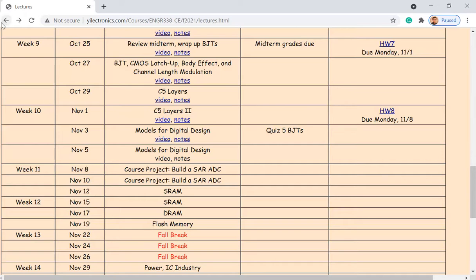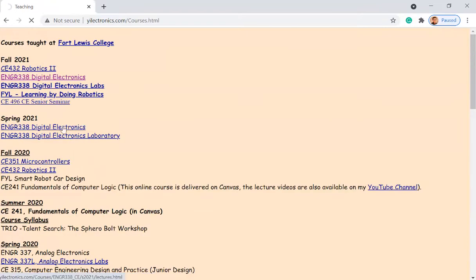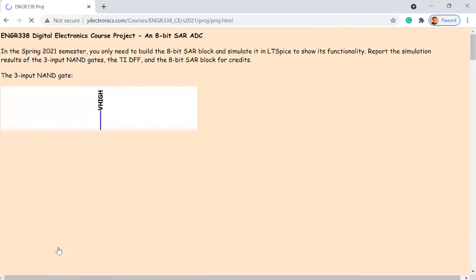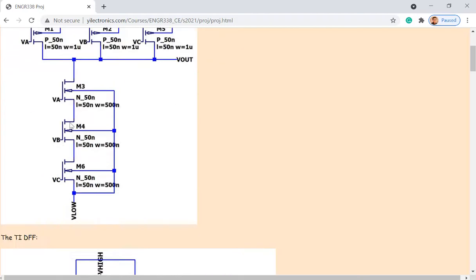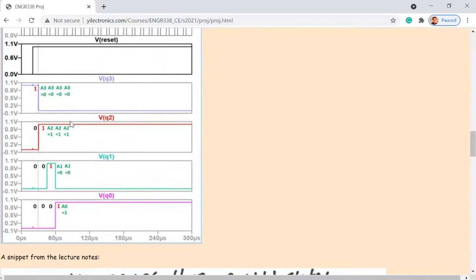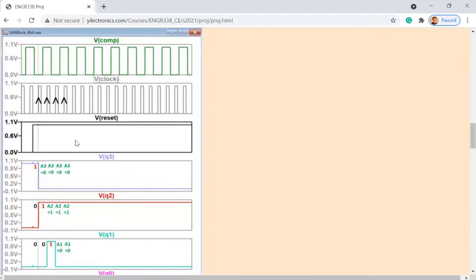And let's take a look at what we did last semester for the course project. Scroll down to the bottom, here's a web page for the course project. And that was just a simulation. It's just a SAR block, no sample and hold, no op-amp, no DAC. 4-bit. Okay, that's how it works. You have to run this simulation and show these curves, which means it works, right?